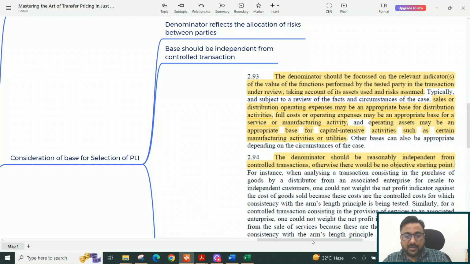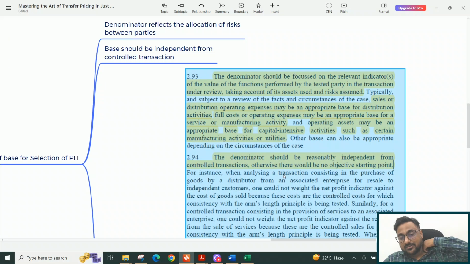We will understand that with the help of OECD's guidance as well. If you see para number 2.93 of the OECD transfer pricing guidelines, it says that the denominator should focus on the relevant indicators of the value of the functions performed by the tested party in the transaction under review, taking account of its assets and risk assumed. See what I said, that the denominator reflects the allocation of risk between the parties. Typically, and subject to review of facts and circumstances of the case, sales or distribution operating expenses may be appropriate base for distribution activities. Full cost or operating expenses may be appropriate for the base for a service or manufacturing activity, right?